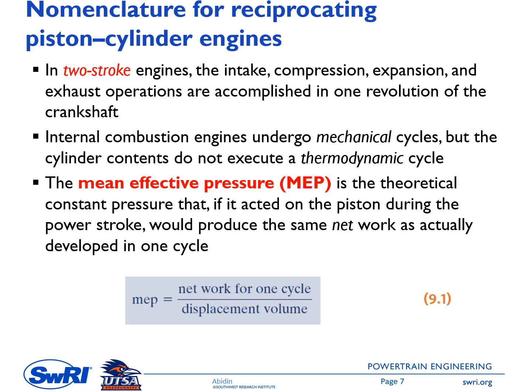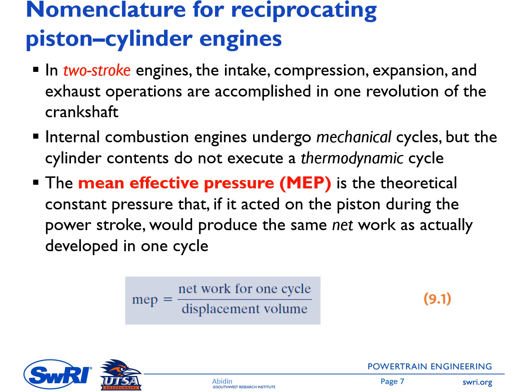Another parameter that is also important when we deal with an internal combustion engine is mean effective pressure, or MEP. The MEP is the theoretical constant pressure that, if it acted on the piston during the power stroke, would produce the same net work as actually developed in one cycle. Okay, this is a very important definition.